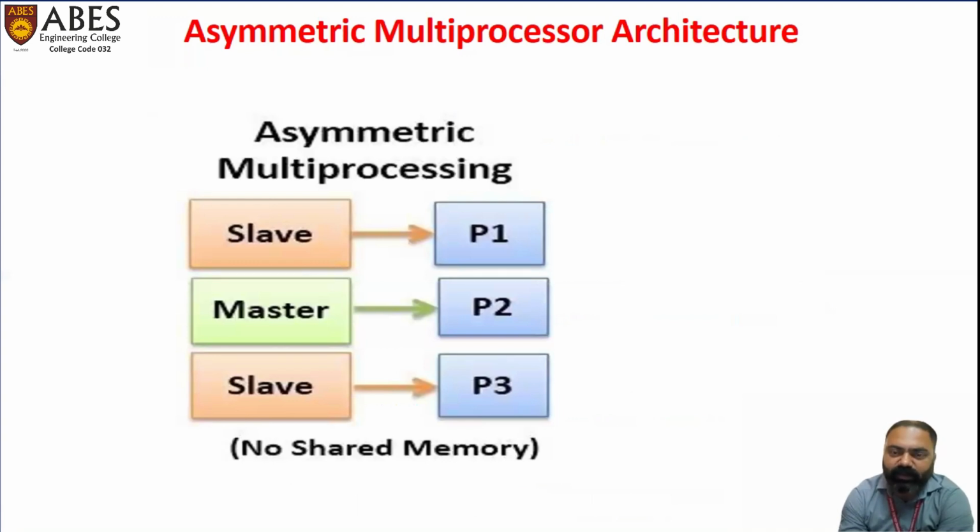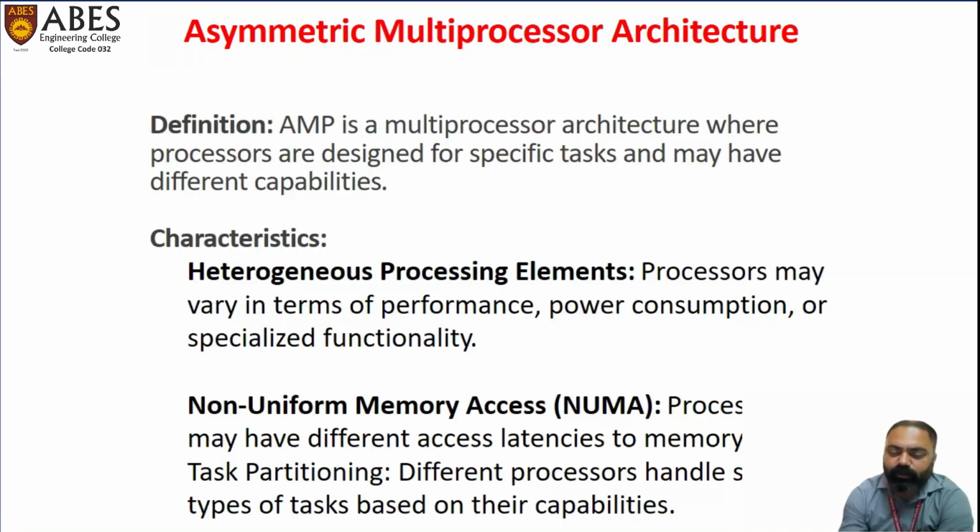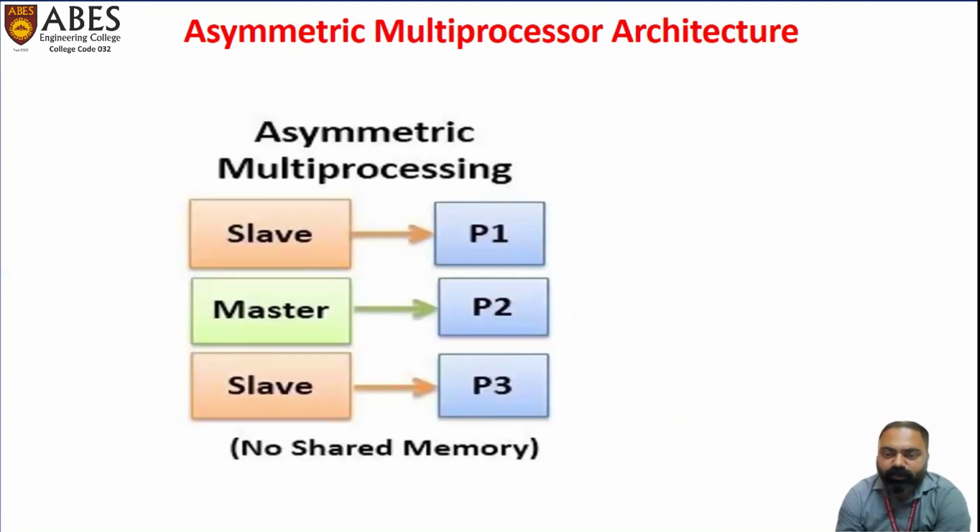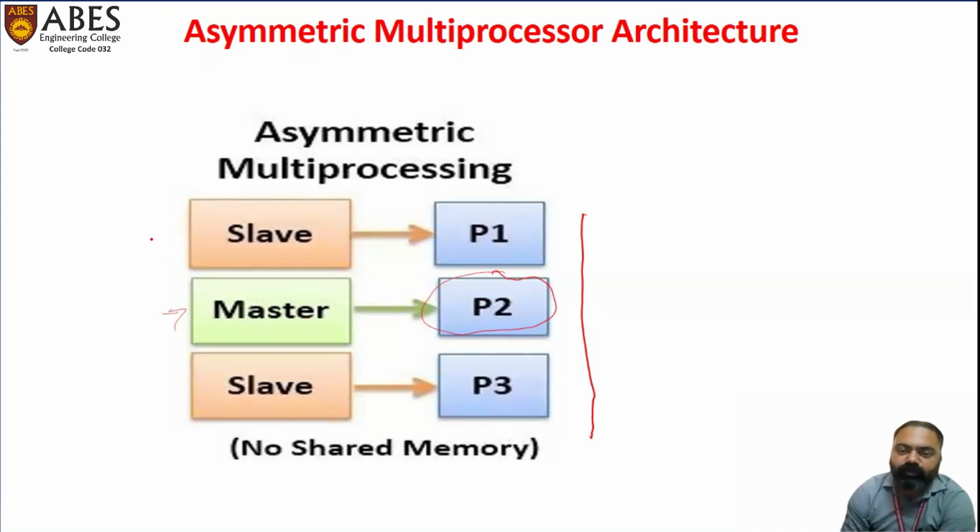Here you can see the diagram for asymmetric multiprocessing. As you can see, here are three processors, P1, P2, P3, and one processor, P2, is acting like a master, and the others are acting as slaves.